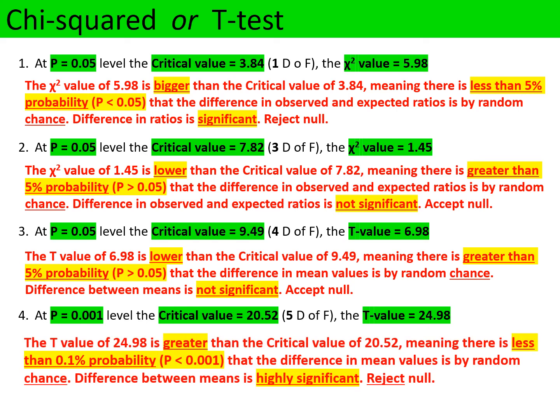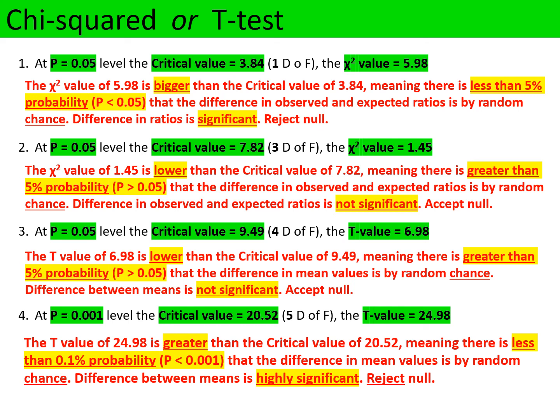The t-value of 24.98, we must state the value, is bigger than the critical value of 20.52, and we must state that value as well. That means that there's less than 0.1% probability, so the p-value is less than 0.001. So this is going the opposite way compared to the t-value being bigger than the critical value. The p-value is less than 0.001.